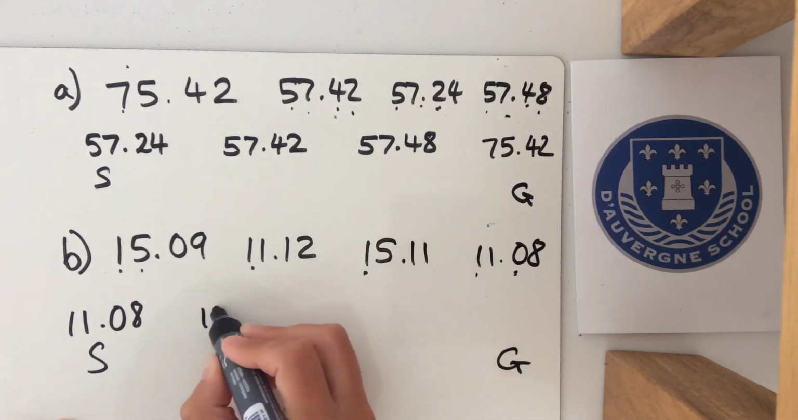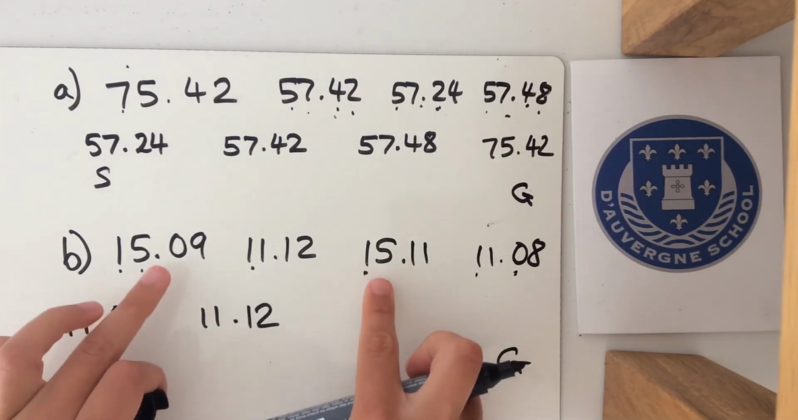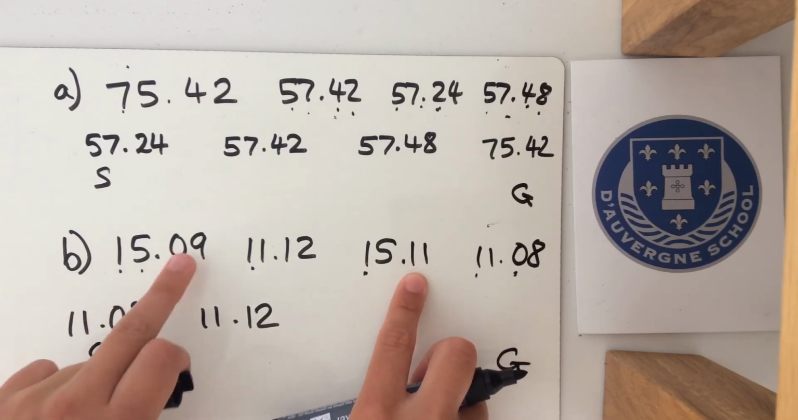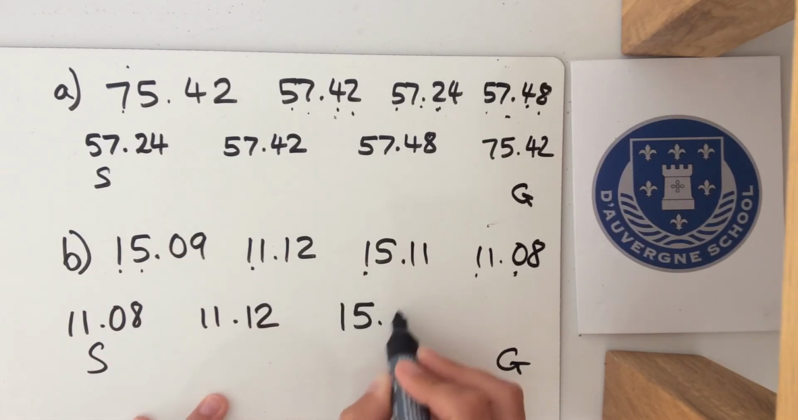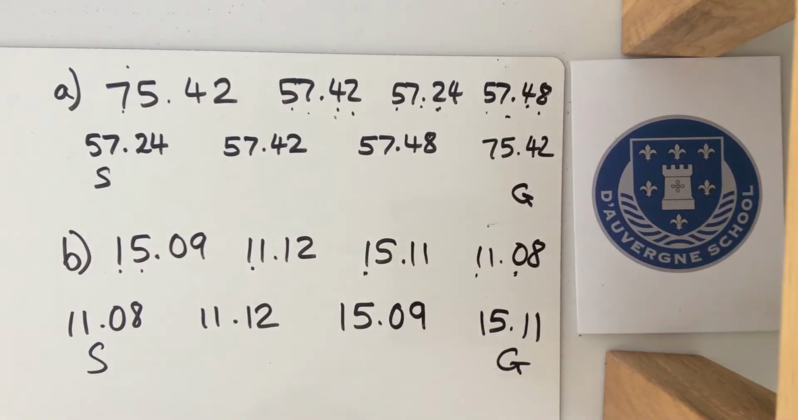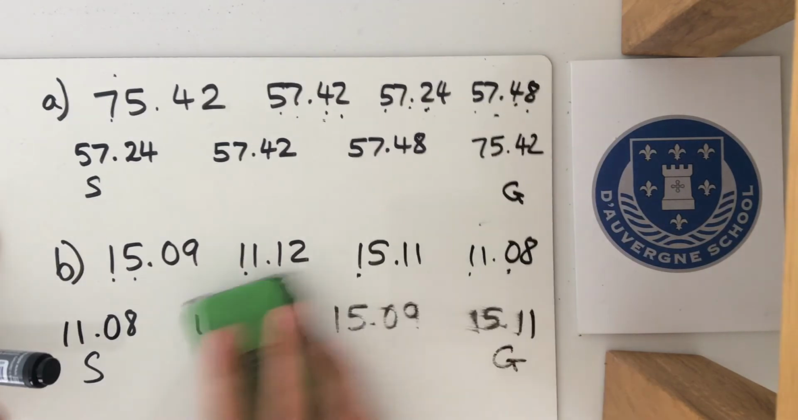11.08. Then it's 11.12. Now it's out of these two. Looking in our tenths column, we've got 0 and we've got 1. 0 is smaller. So 15.09. And then lastly, 15.11 is the greatest. Okay, well done if you got those.